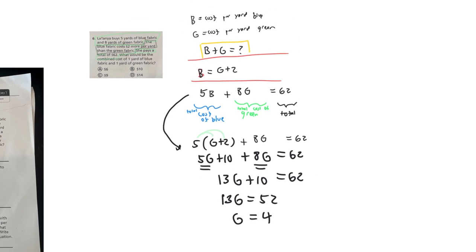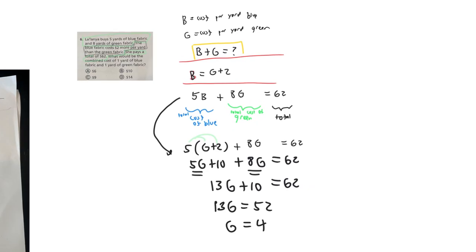So we just discovered that the green fabric costs $4 per yard. Now, you might be saying, okay, great, but at the end of the day, I want to do B plus G and find out what that is, but we don't have B yet. But the good news is we can find B pretty easily now because we have another equation that says that B equals G plus 2.